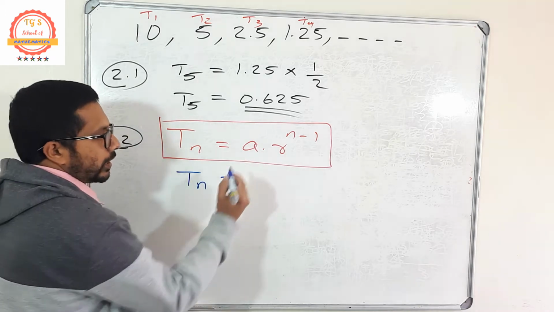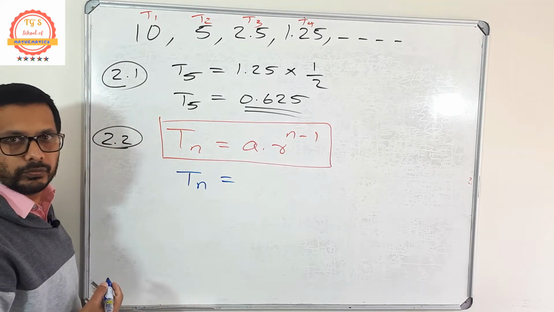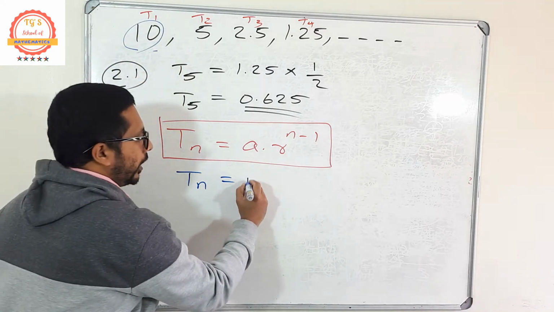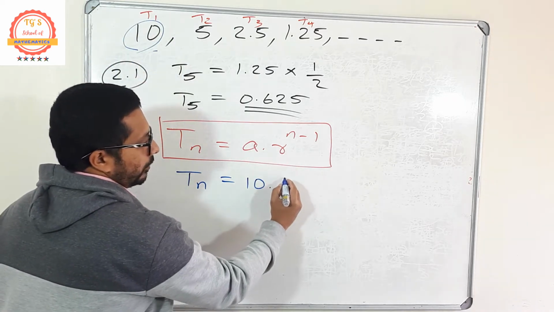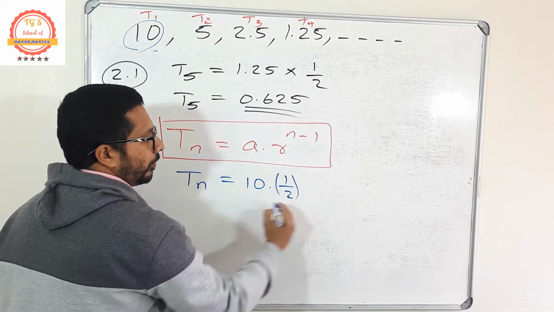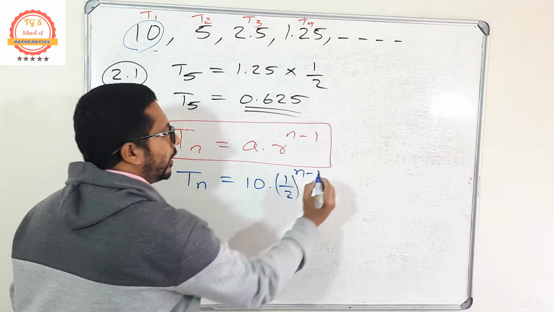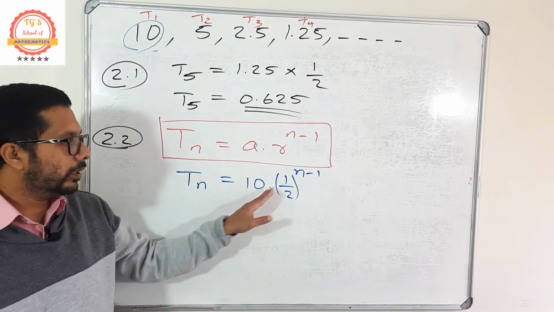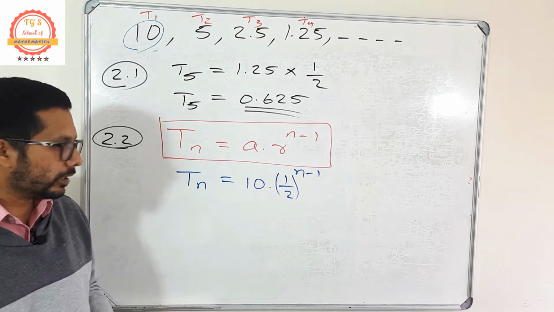Tn is equal to, what does a stand for? It's the first term. What is the first term here? It's 10. So it is 10 into r. You know that the common ratio is 1 over 2, raised to n minus 1. So what is the nth term? Tn is equal to 10 into half raised to n minus 1.